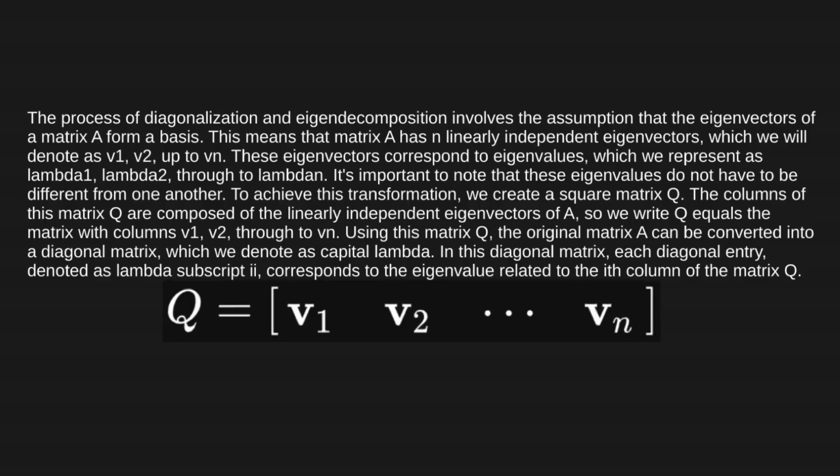To achieve this transformation, we create a square matrix Q. The columns of this matrix Q are composed of the linearly independent eigenvectors of A. So we write Q equals the matrix with columns v1, v2 through to vn. Using this matrix Q, the original matrix A can be converted into a diagonal matrix, which we denote as capital lambda. In this diagonal matrix, each diagonal entry, denoted as lambda subscript i, corresponds to the eigenvalue related to the ith column of the matrix Q.